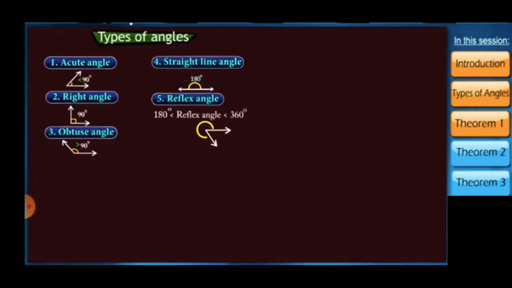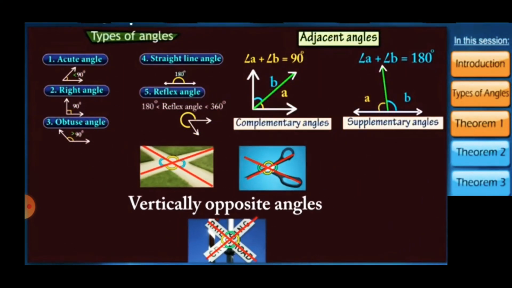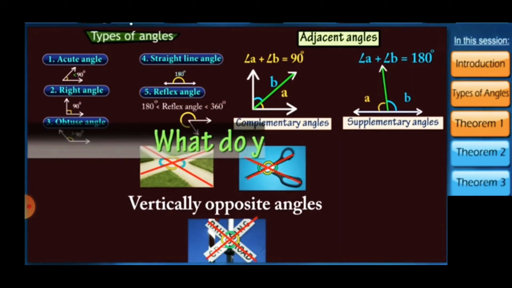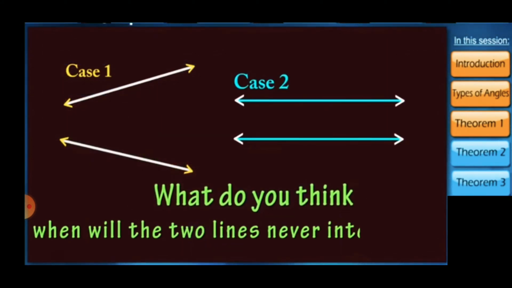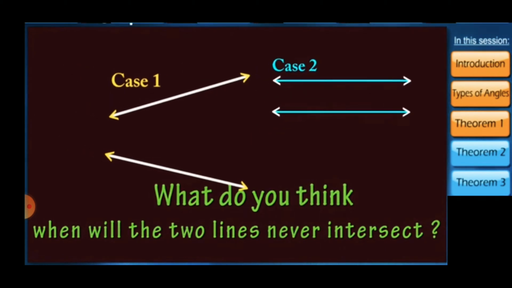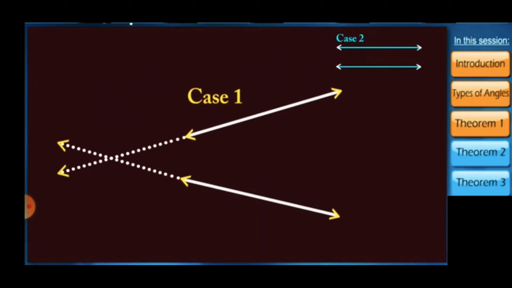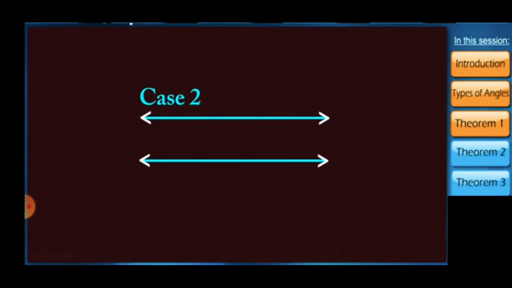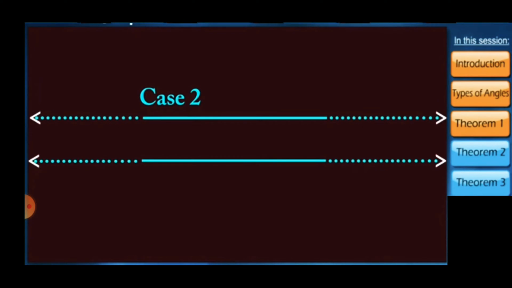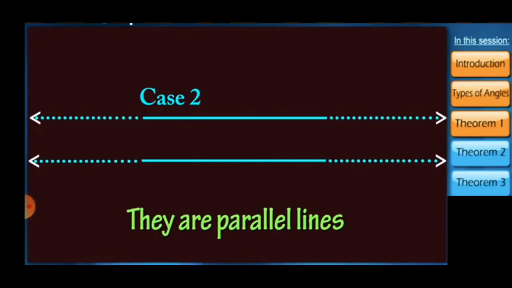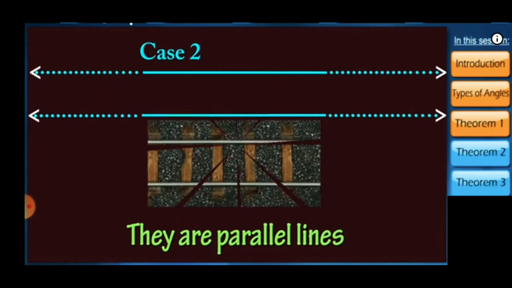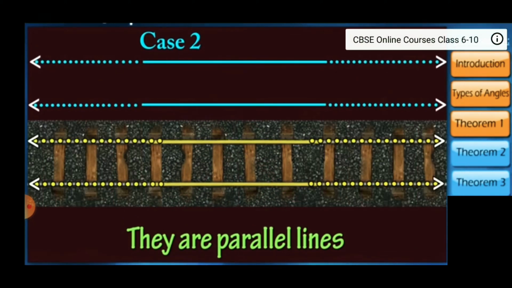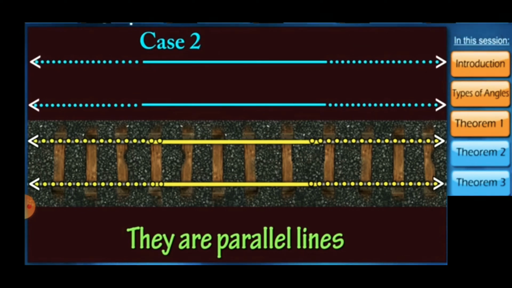Till now we have learned that there are various types of angles, and we know that the angles can be formed only if the lines are intersecting. But what do you think? When will two lines never intersect? Well, in case 1, if we extend these lines, they will eventually meet at some point. But in case 2, these lines will never intersect because they are parallel lines. Now just imagine this like a railway track. Two tracks are always running parallel to each other, but they never intersect or meet each other.